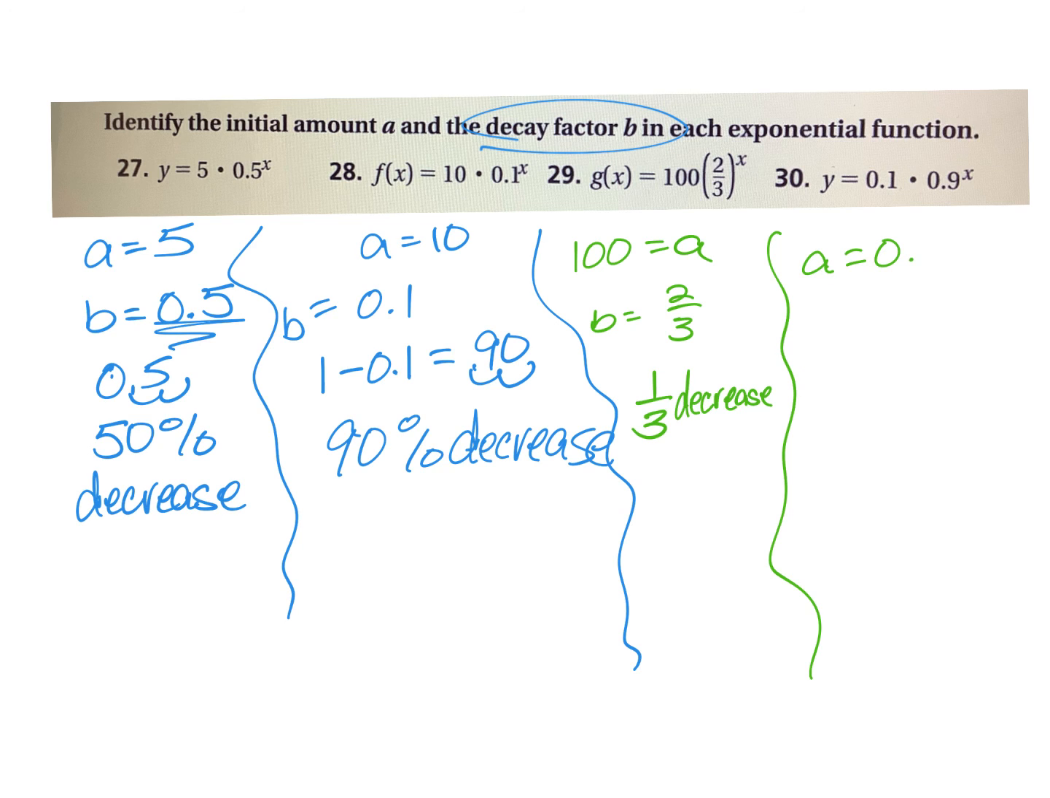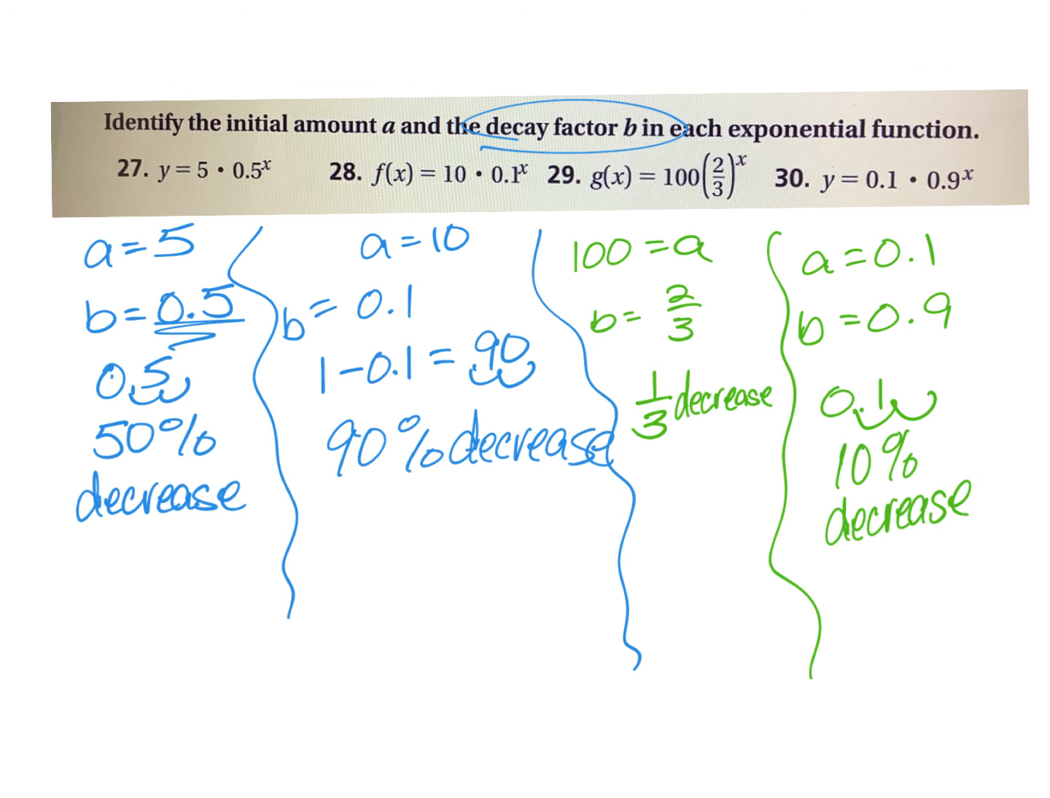Initial value 0.1. B is 0.9. So 0.9 is what's left, so we're actually taking away 0.1. So when I move my decimal, if it is a percent, this would be a 10% decrease.